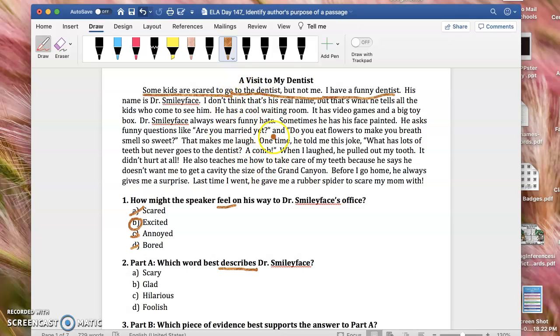So all of these things are describing Dr. Smiley. He has a cool waiting room. He has games. He has toys. But what is describing him as a person? He always wears funny hats. He sometimes has his face painted, right? All of these are describing him. He asks funny questions like, are you married yet, right? And do you eat flowers to make your breath smell so sweet? All of these things make the author laugh, right? And it's describing the type of person that Dr. Smiley is. So to me, he must be extremely funny, right? Another word for funny, of course, would be hilarious, right? He's a hilarious person, and we can eliminate the rest of these.